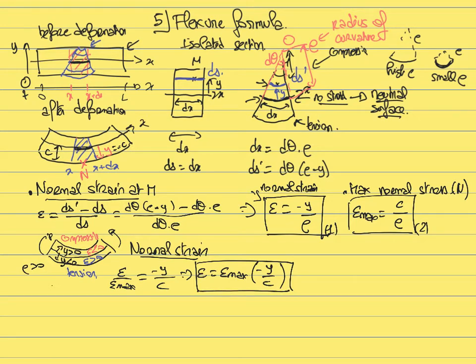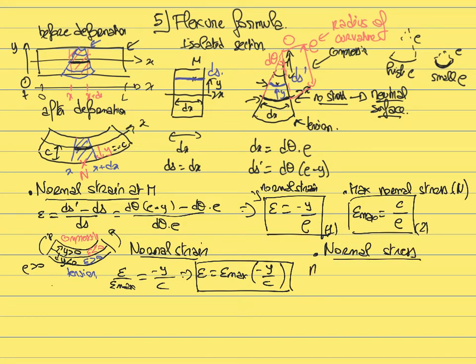It's equal to the maximum strain times minus y divided by c, where y is the distance of each point from the longitudinal axis x, and c is the maximum distance of the point that is at the most bottom position of the beam with respect to the longitudinal axis x. So now, based on this, we have everything that we need to calculate the stress. To calculate the stress, I can use Hooke's law. So now I can calculate the normal stress.